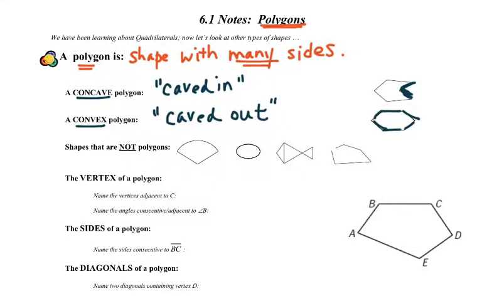Anything that has a curve on it is not a polygon. So an oval, for example, is not a polygon. Anything that crosses over itself, anything that's unfinished, you see that little blank spot, all those are not polygons. But basically the shapes you're used to are polygons.